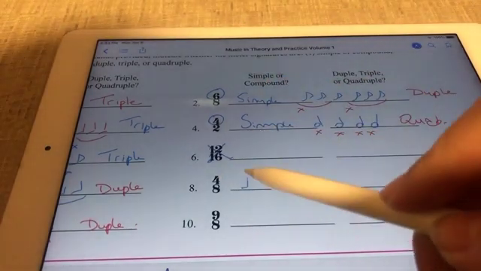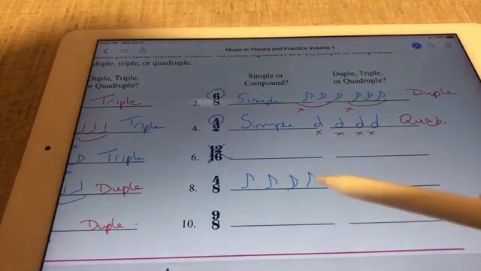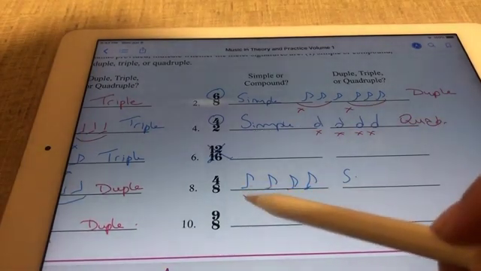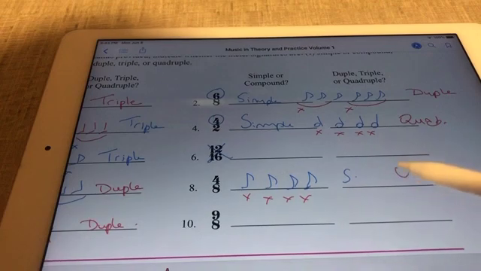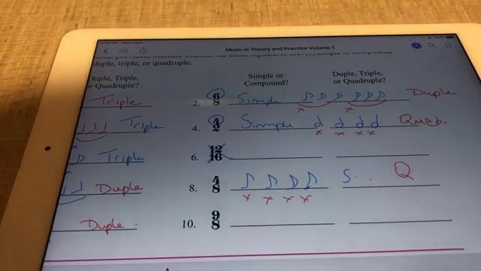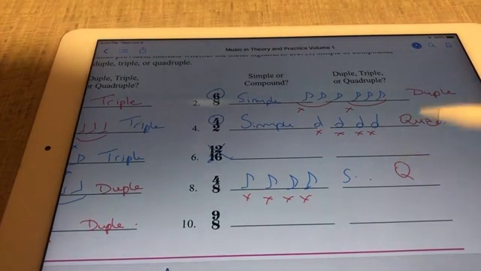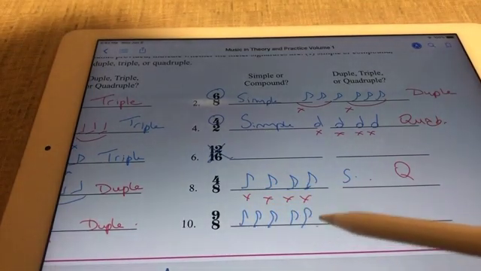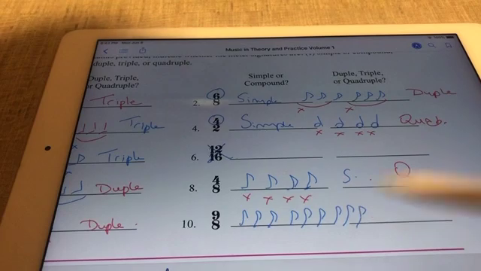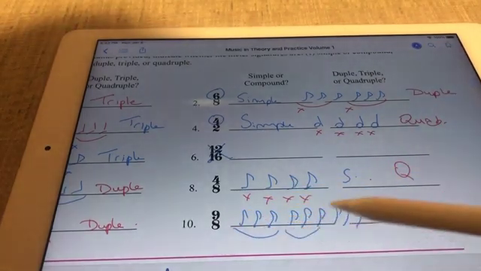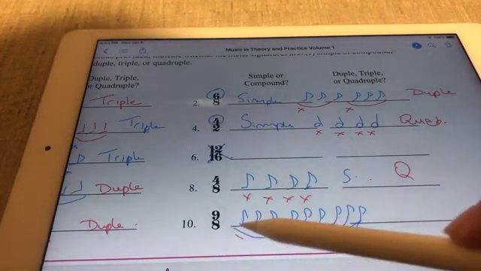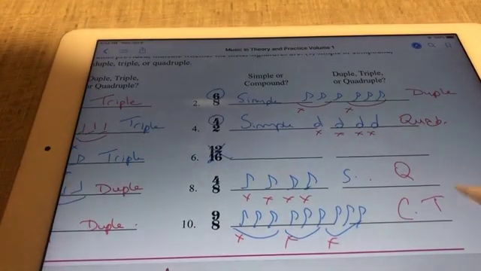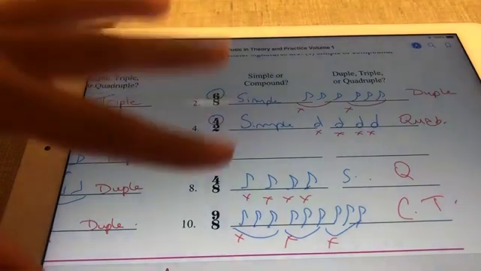4/8. I have 4 eighths. Of course, it's simple. Each of these eighths takes the pulse, so simple quadruple. And in the 9/8, I have 9 eighth notes, 4, 5, 6, 7, 8, 9, grouped in 3: pulse, pulse, pulse. So this one is compound triple.